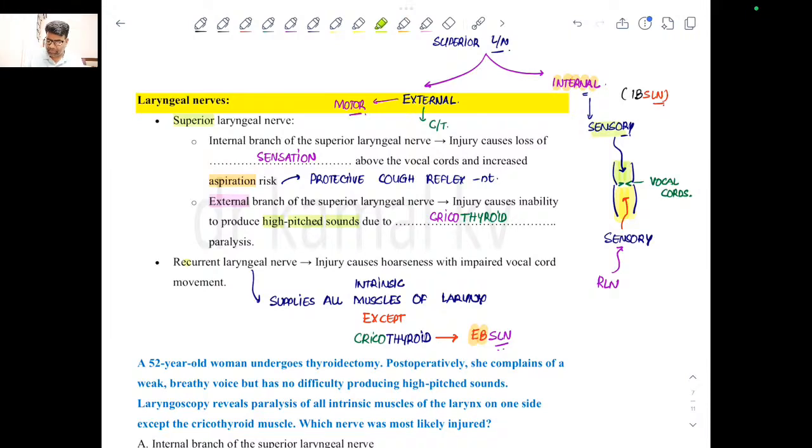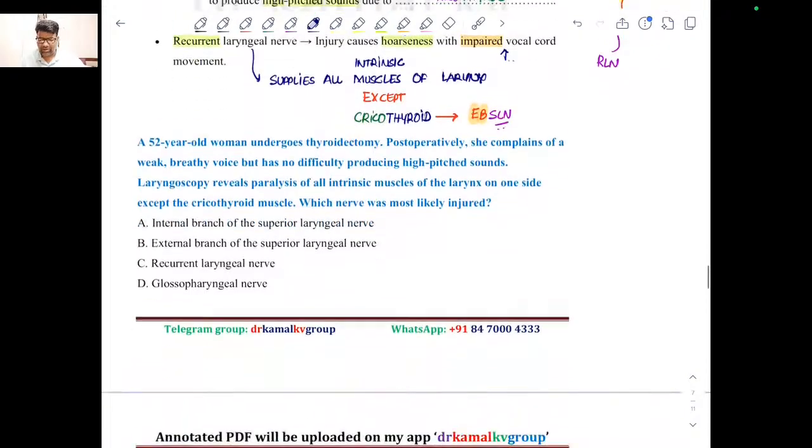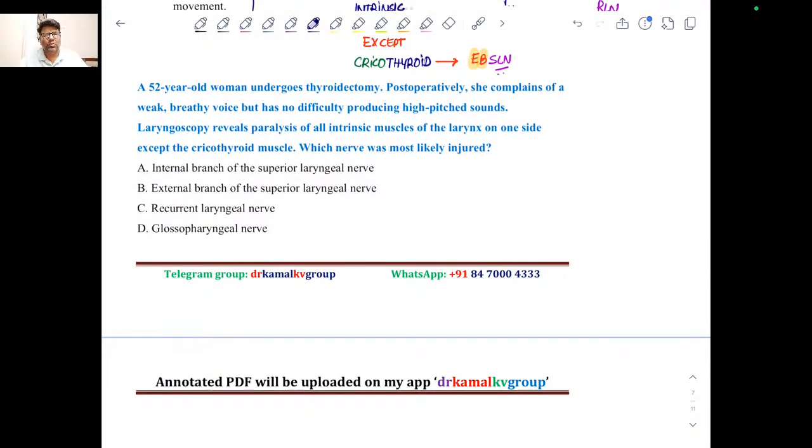So recurrent laryngeal nerve. Now, if there is unilateral paralysis of posterior cricoarytenoid, there will be hoarseness of voice, and there will be impaired vocal cord movement, especially in case of posterior cricoarytenoid, there will be impaired abduction, then lateral cricoarytenoid impaired adduction. So all movements will go and the patient will have hoarseness with impaired vocal cord movements. Clear? So this is in short about laryngeal nerves. Now let us discuss a few questions.